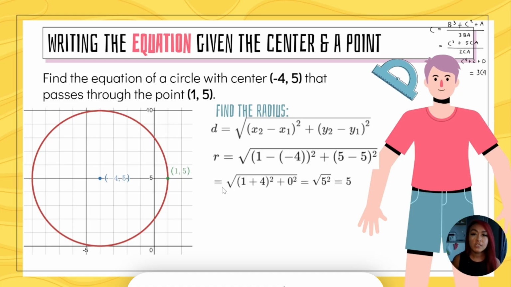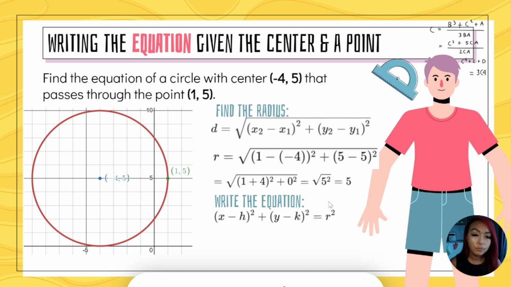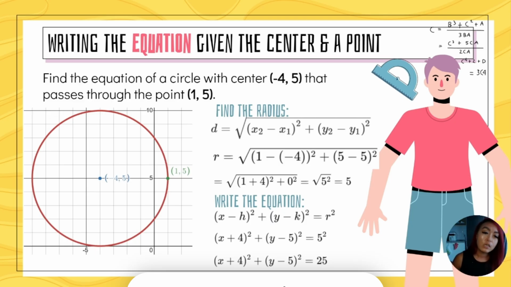So now let's just take our center, (-4, 5), and our radius 5, and substitute into our standard form of a circle. And we get (x + 4)² + (y - 5)² = 5². And just simplifying that by squaring 5, we get (x + 4)² + (y - 5)² = 25.